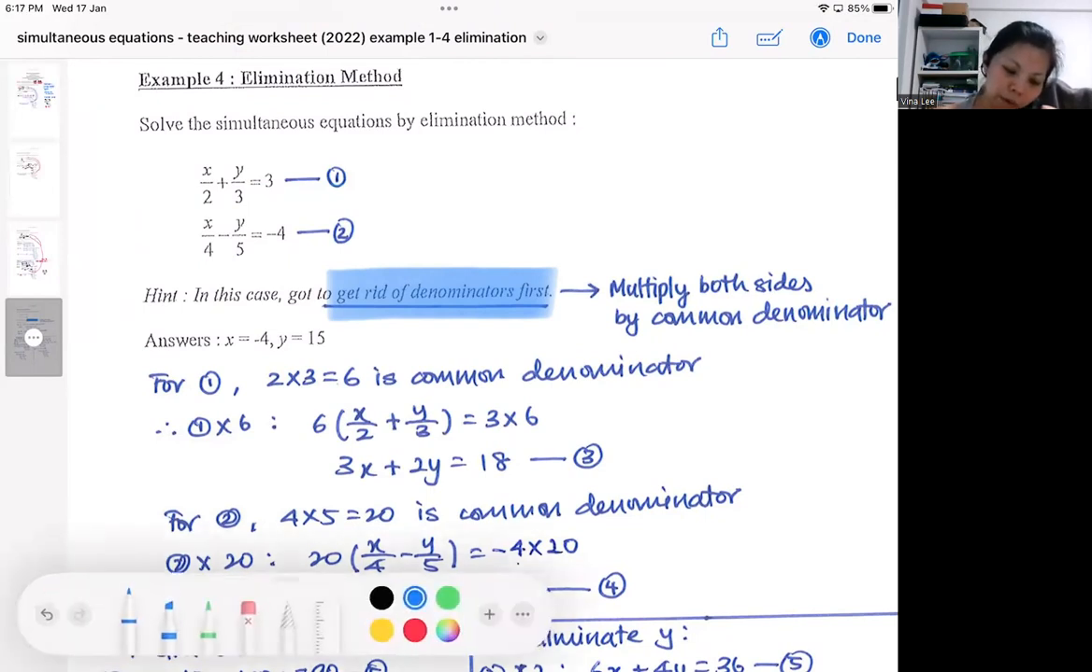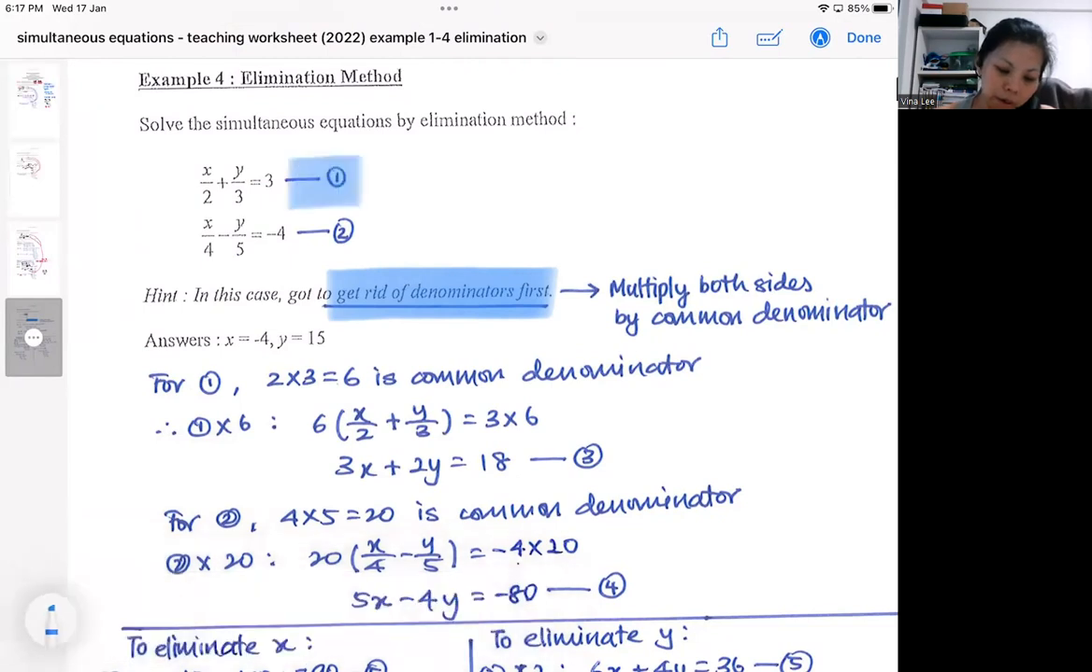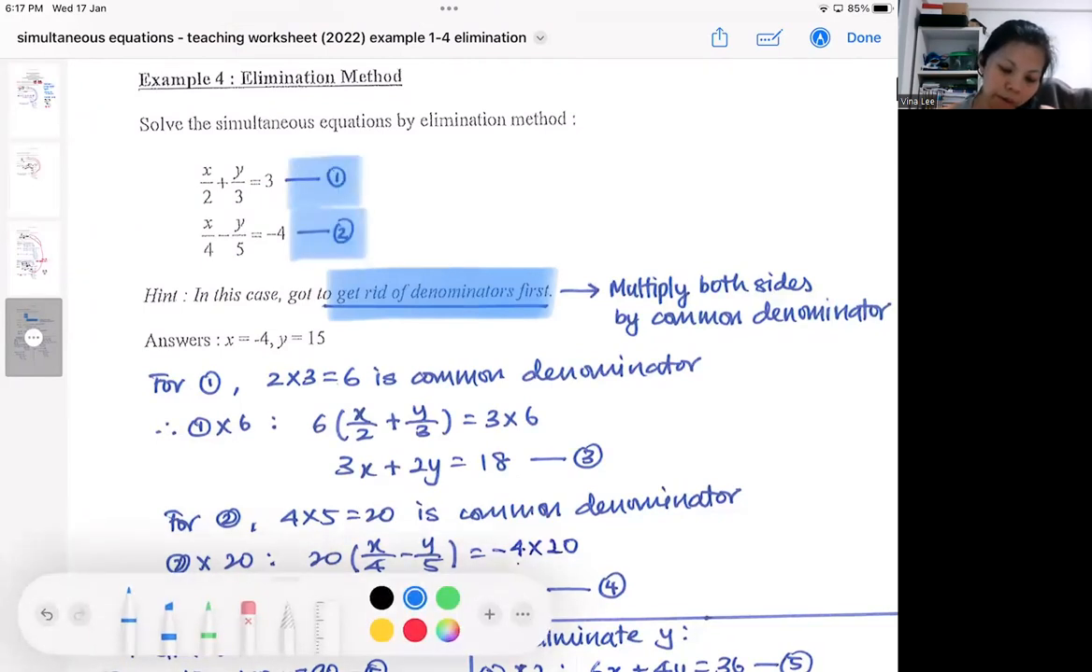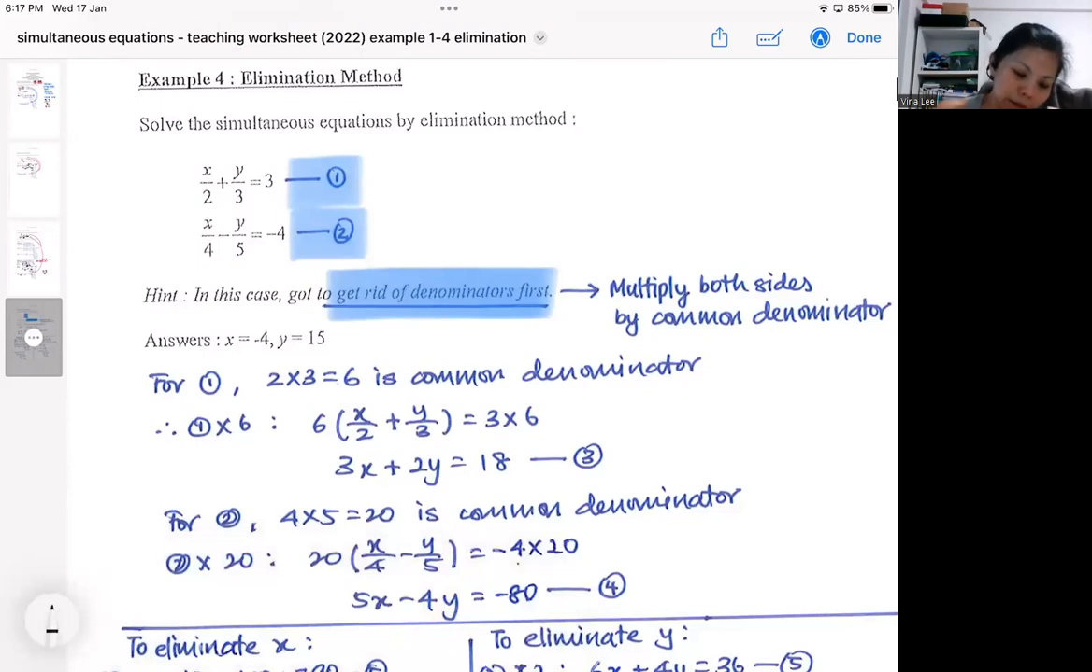So for example, you label your equation. After you label your equation, you observe the first one. Can you see a denominator 2 and a denominator 3? So 2 times 3 equal to 6. That will be the common denominator. So I'm going to multiply this thing by 6. Essentially, I'm going to multiply the whole equation by 6.